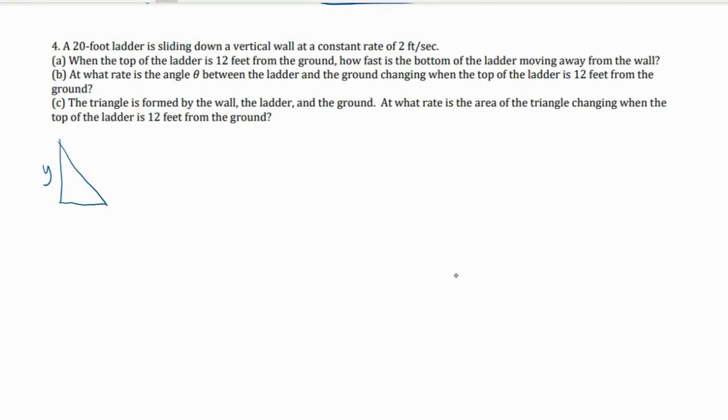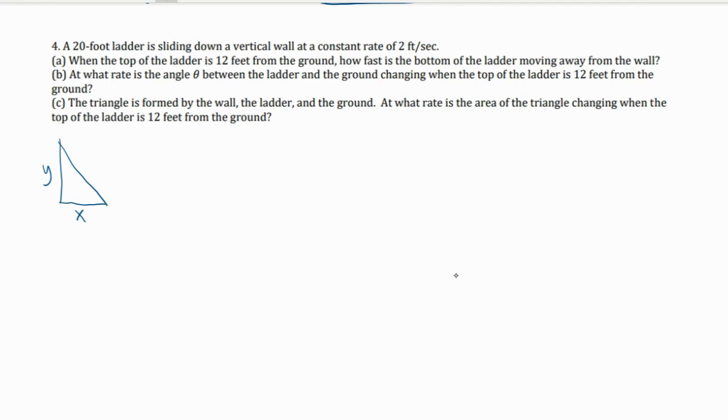As it falls, the base must be going down. It's not like it can be the same length away, because then the ladder would be shrinking. The ladder is not shrinking. So the base is also going to be moving. So I'm going to go ahead and let that be X. So Y is how far up the ladder is on the wall. X is the base of the ladder, the distance it is away from the wall.